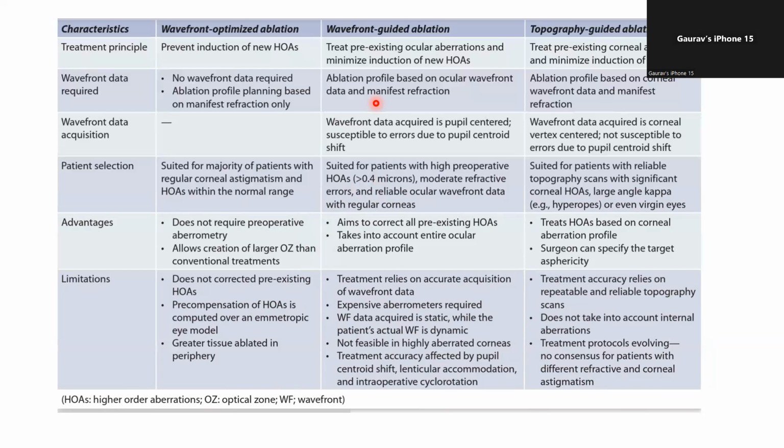In wavefront guided ablation, the treatment relies essentially on very accurate acquisition of wavefront data, and expensive aberrometers are required for the same. The wavefront data which we acquire by aberrometers is static, whereas the patient's actual wavefront is dynamic. Getting good quality aberrometry scans is not feasible in highly aberrated corneas, so wavefront guided ablation is not the ideal choice in highly aberrated corneas. The treatment accuracy, like I mentioned before, is also affected by the pupil centroid shift, lenticular accommodation, and intraoperative cyclorotation.